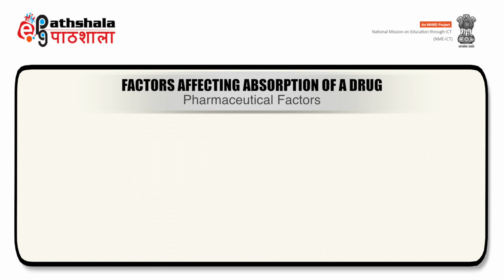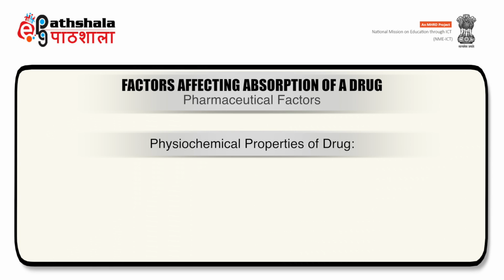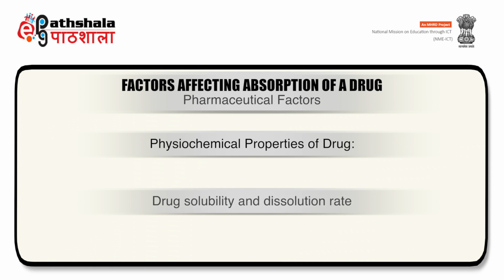Now, we'll discuss various factors affecting the absorption of a drug. The first is pharmaceutical factors, in which we have physicochemical properties of the drug like drug solubility, dissolution rate, particle size and effective surface area, polymorphism, salt form of the drug, lipophilicity of the drug, pKa of the drug, gastrointestinal pH, drug stability, and stereochemical nature of the drug.